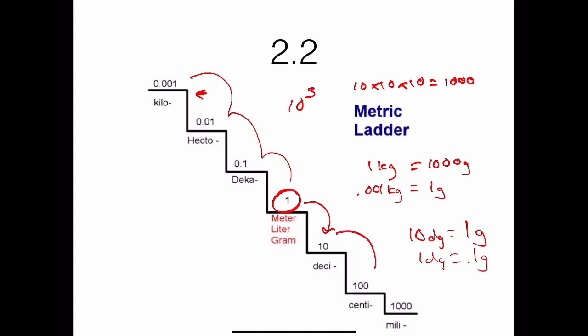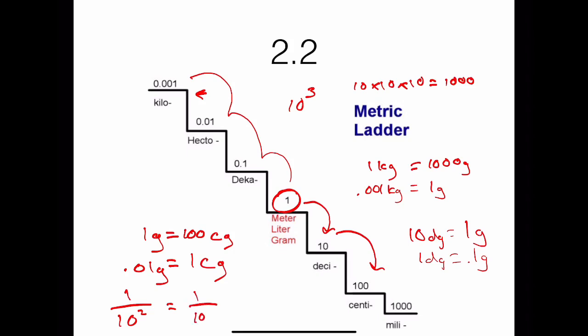If we go one step further to look at centi, this is telling us that 1 gram equals 100 centigrams. Or we could say 0.01 grams is 1 centigram, because we've taken that base unit, 1, and we have divided it by 10 to the second power, or in other words, 1 divided by 100, which is equal to 0.01.